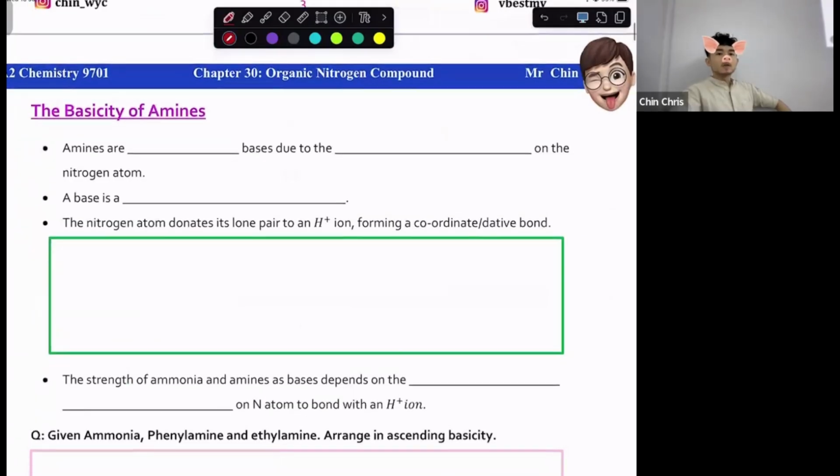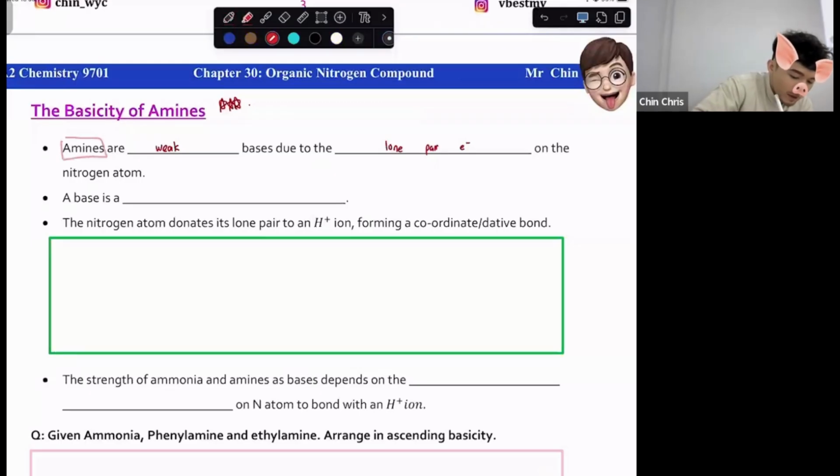Okay, guys, now this is important. This will come out, so we have to slow down now. Amine is considered a weak base. Remember, amine is a weak base. Why? Because of the lone pair of electrons on the nitrogen atom. The lone pair is able to accept an H+, which makes it a weak base. A base is a proton acceptor, remember that, which means it accepts an H+.